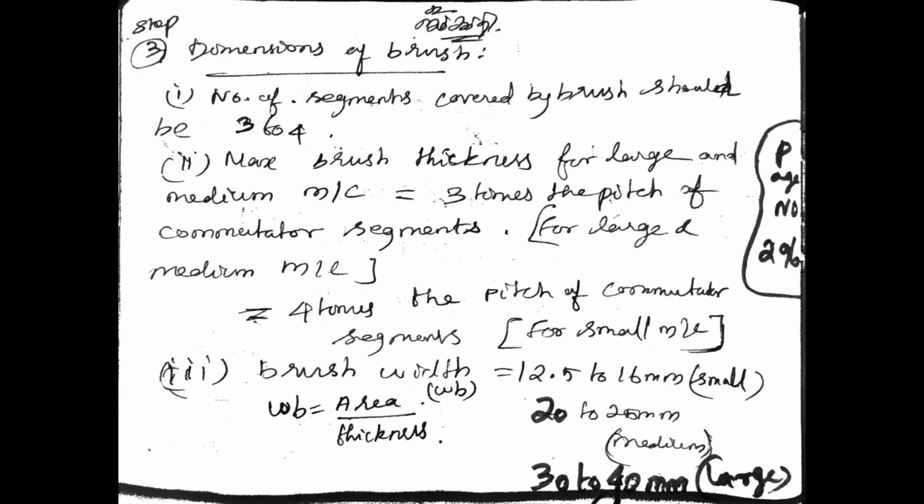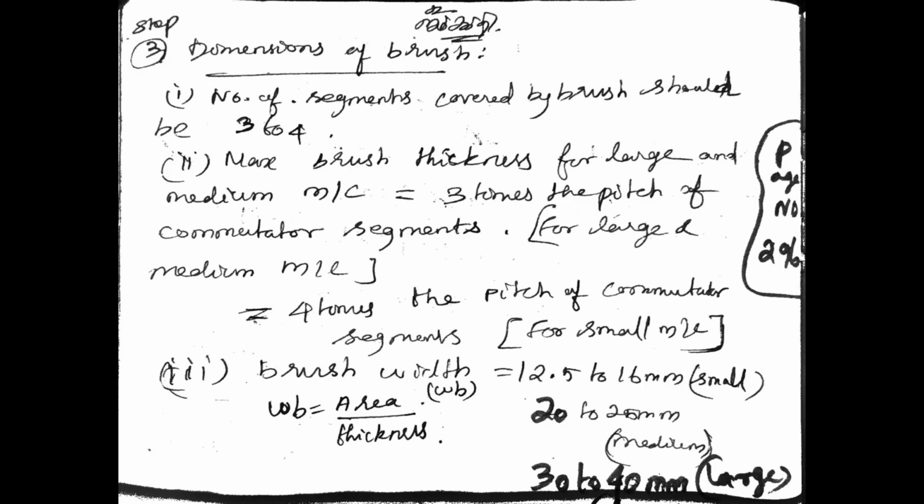Design of commutator and brushes continuation. Third step: Diameter of commutator. Distance between the brush spindles is equal to pi Dc divided by number of poles, less than 30 centimeter. Vc is equal to pi Dc N divided by 60, less than 20 meter per second.